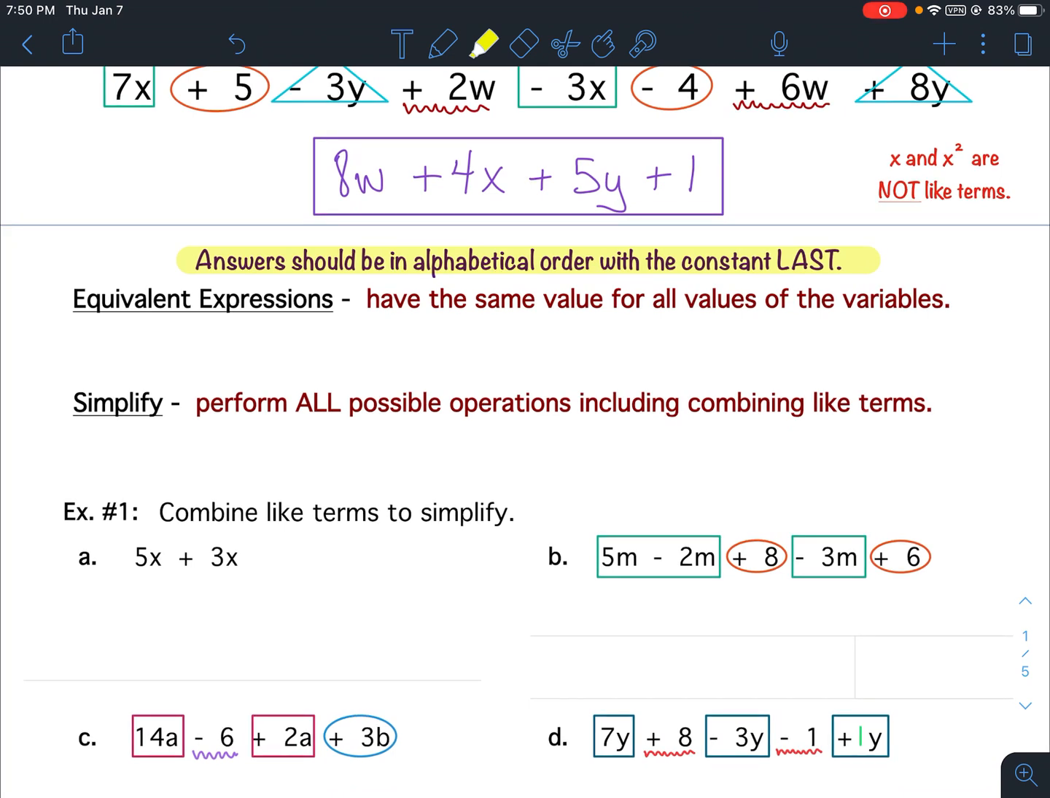So when you simplify, that's a word that sometimes kids get hung up on. Simplify just means to perform all possible operations, including combine like terms. So if you need to multiply, multiply. If you need to divide, divide. You just do everything that you possibly can and get it down to the simplest form. That means to simplify. All right.